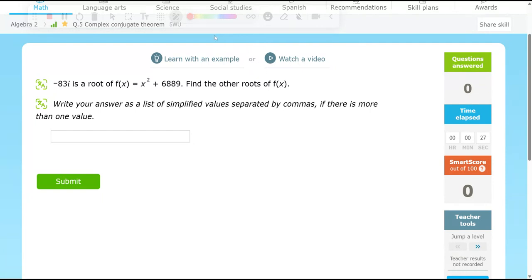Conjugate theorem: the solutions of a polynomial have to come in pairs. Either a plus or minus bi, or a plus or minus b square root of c. It has to be in pair. Okay, so now take a look here. This is the i. Look at the negative side.